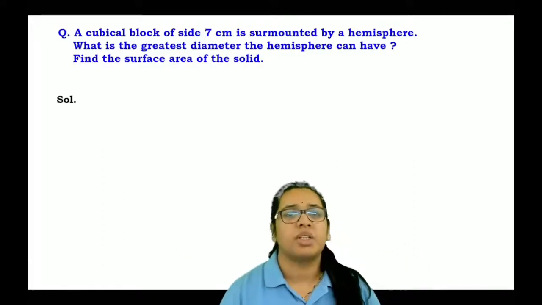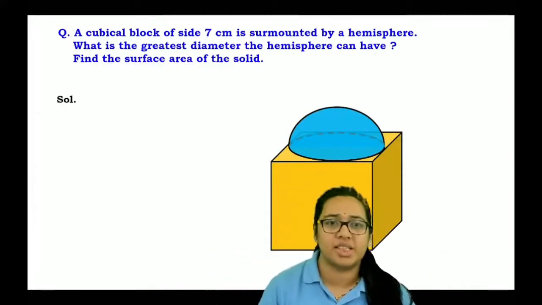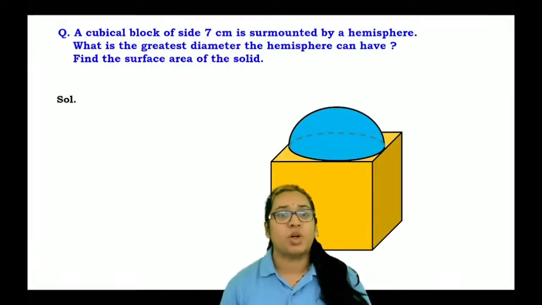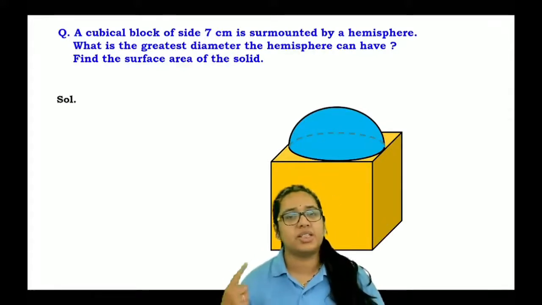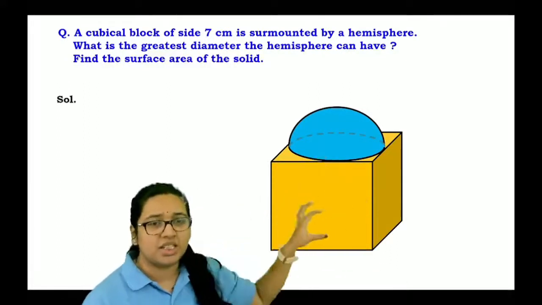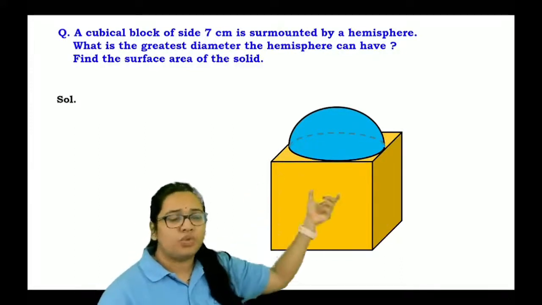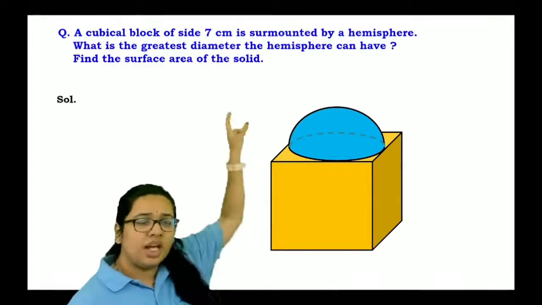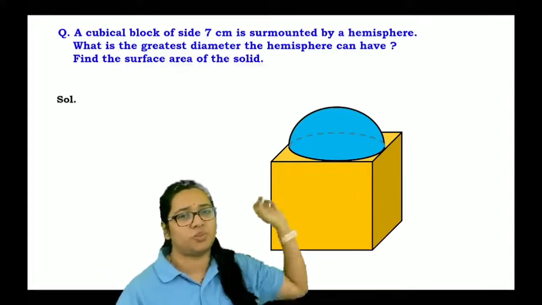See, the question is: a cubical block of size 7 centimeter is surrounded by a hemisphere. What is the greatest diameter the hemisphere can have? Find the surface area of the solid. So the question is related to a cubic block and a hemisphere. We have that cubical block of size 7 centimeter, and the question is what the greatest diameter of the hemisphere can be.